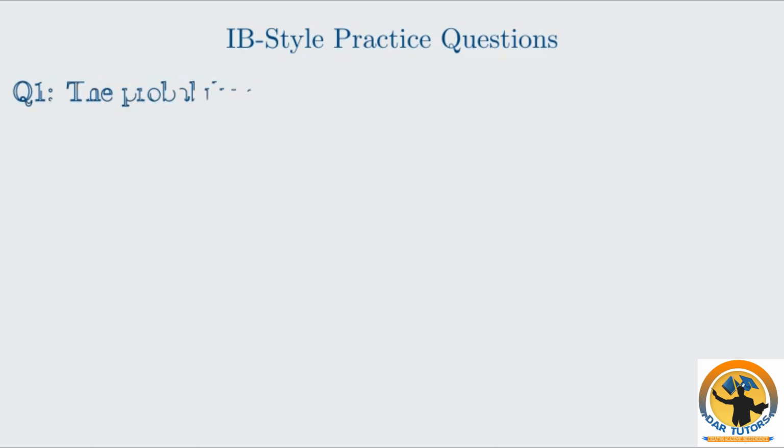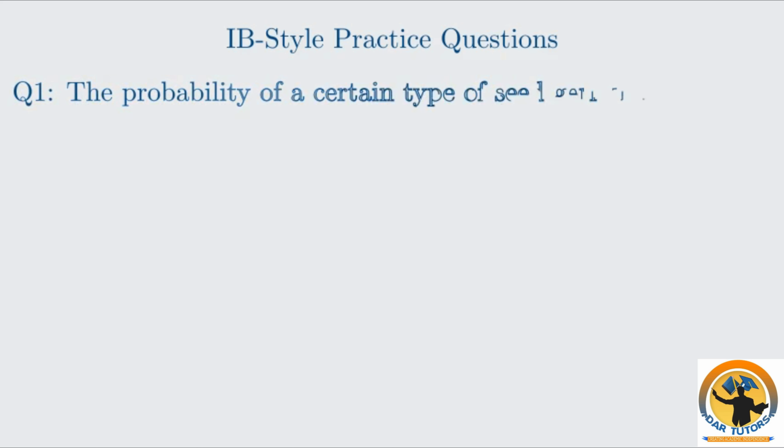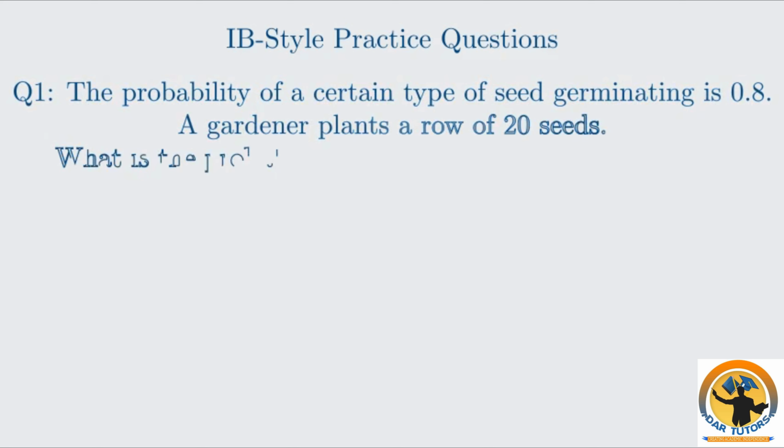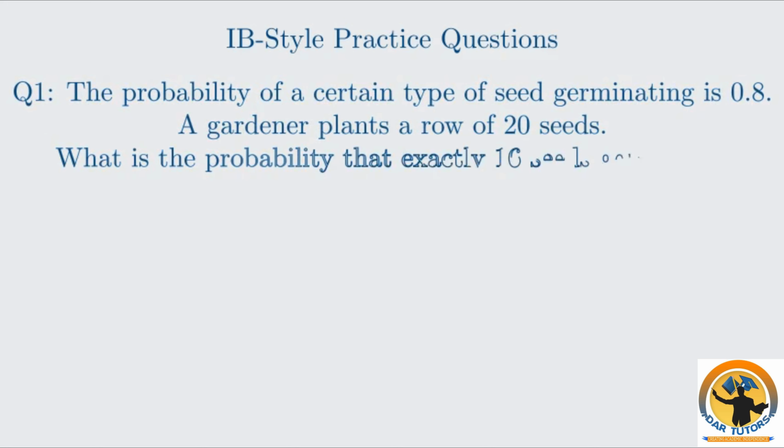Question 1. The probability of a certain type of seed germinating is 0.8. A gardener plants a row of 20 seeds. What is the probability that exactly 16 seeds germinate? Pause here and try to solve it yourself.